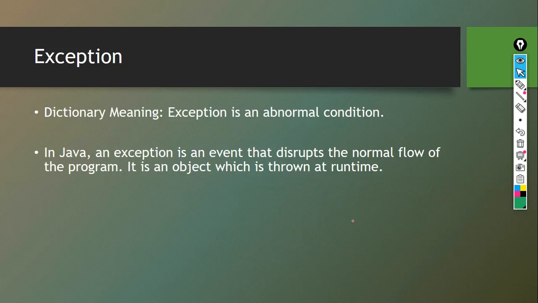So as we know, an exception means an abnormal condition, and an exception is an event that disrupts the normal flow of the program, and it is an object which is thrown at runtime. So it is basically an interruption in the normal flow of the program. That means if an exception occurs in your program, the normal execution or flow of that program will be interrupted and the program will terminate at that particular position.